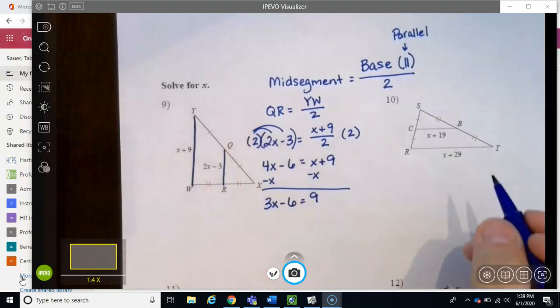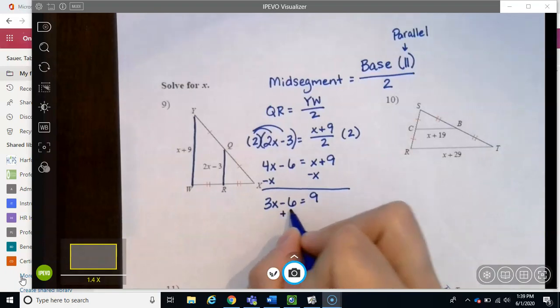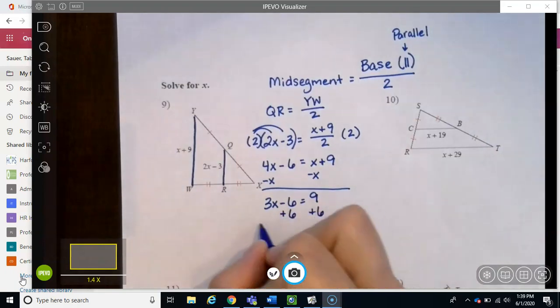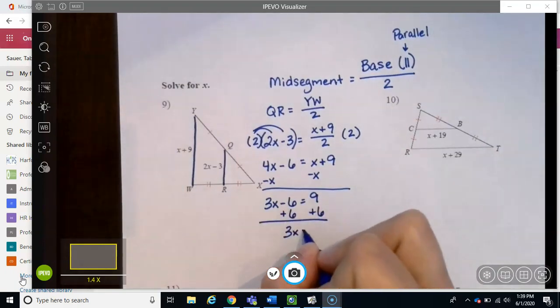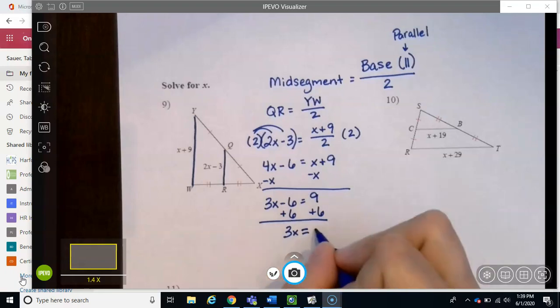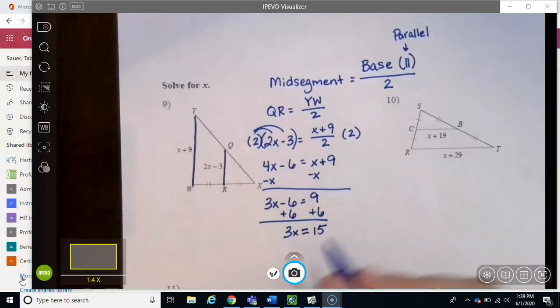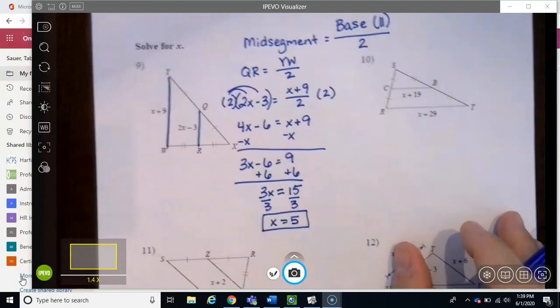And then get your x's by themselves. I'm going to add 6 to both sides. And then to get x by itself, divide by 3. So we end up with x equals 5 on that one.